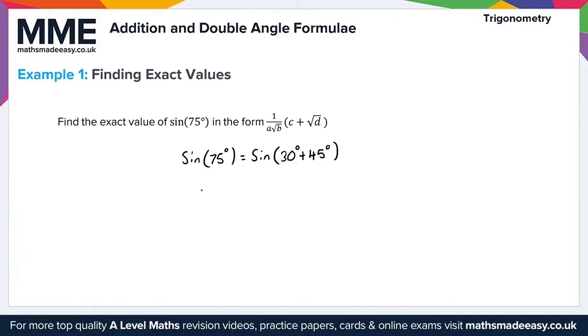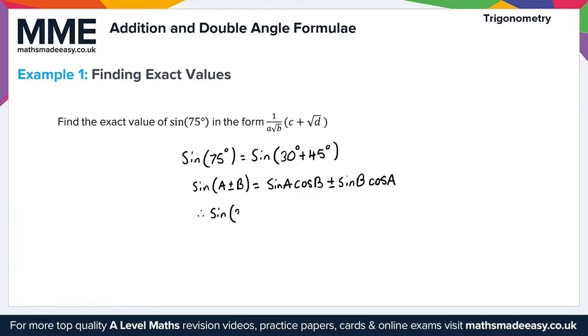Writing that out in full, what we obtain is sine of A plus or minus B is equal to sine A cos B, plus or minus sine B cos A. So we're going to use this formula in this context, with sine of 30 degrees plus 45 degrees.